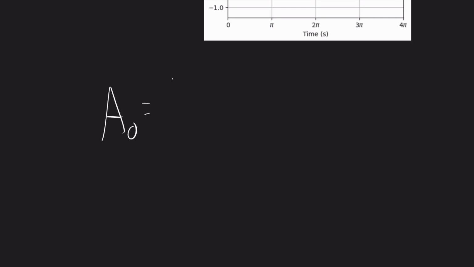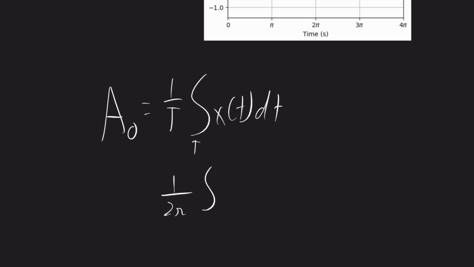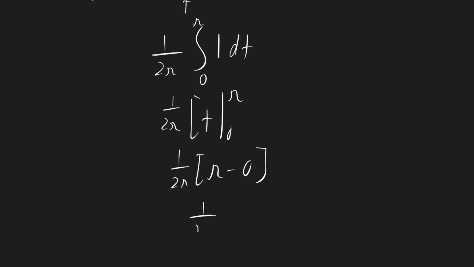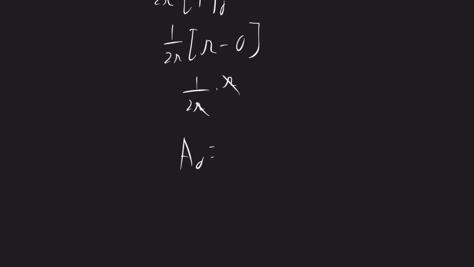Instead, we have to use the equation that we had for that, which is 1 over T times the integral over 1 period of x of t dt. And again, T was 2 pi. We can integrate over the same period we used to calculate a sub n, which is from 0 to pi. X of t always had a value of 1, and the integral of 1 is going to be t. So it's going to be t bounded from 0 to pi, which is just going to be pi minus 0. So it's 1 over 2 pi times pi. Those pi's will cancel. So a naught is going to be 1/2.